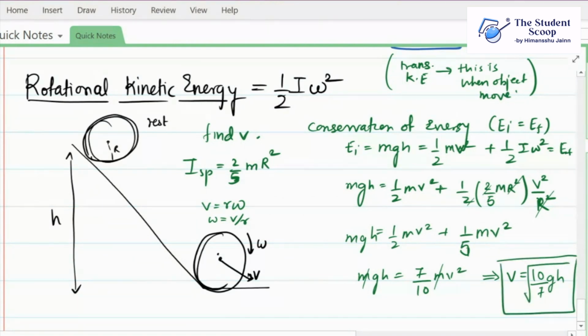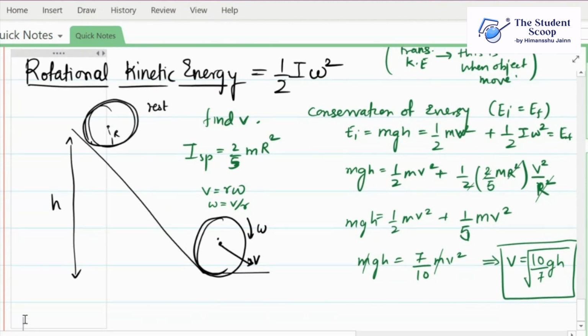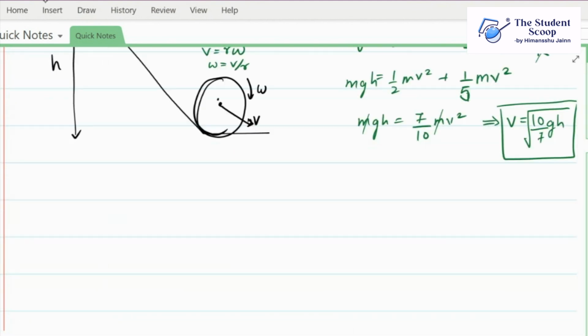Okay, this is clear, right? Rotational kinetic energy is very much similar to conservation of energy. It is just that if the object is rotating, we will add the additional kinetic energy. Now, the last part of this chapter is angular momentum. We'll quickly do this.